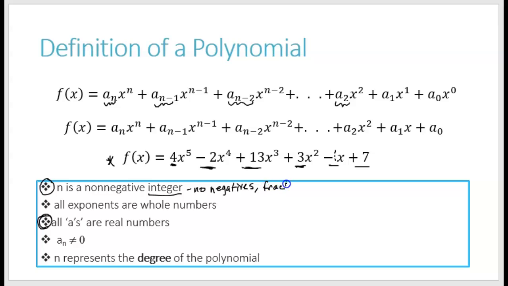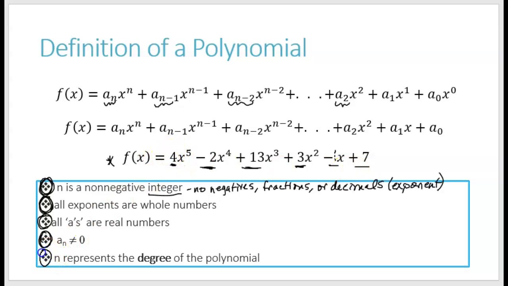fractions, or decimals as exponents. Okay, those are going to be your exponent values. All right, all exponents are whole numbers, so that again talks about it not being a fraction or a decimal. Our leading coefficient, what this one is talking about is our leading coefficient. Our very first coefficient cannot be a 0. Now other coefficients can be zeros, but not our very leading one.